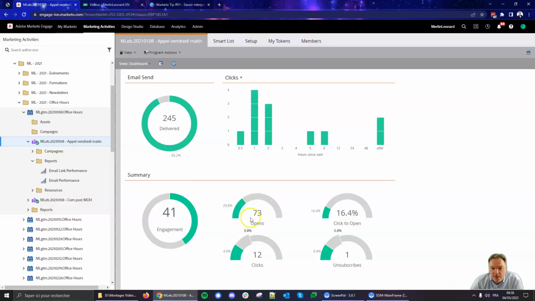Here I've got my number of opens, 73, and the percentage, which is basically 73 divided by 245. The clicks, 12 clicks. Here, if your percentage is under, I think, 10% or 5%, Marketo tends to zoom, and this figure here doesn't mean anything. It's very confusing. The real rate is this one, the 4.9%, which is basically 12 divided by 245. So my click-to-open rate and my unsubscribe.